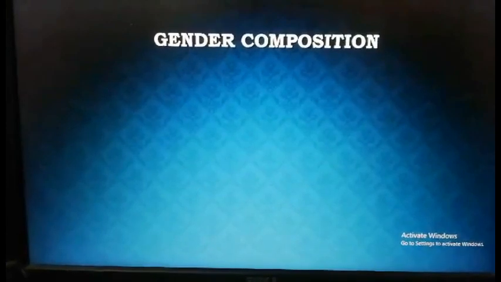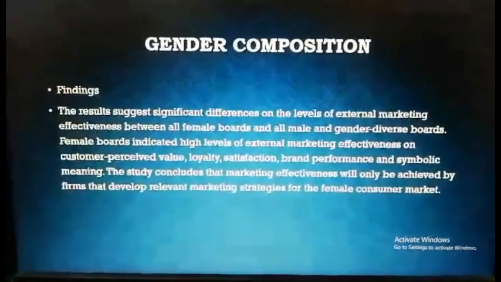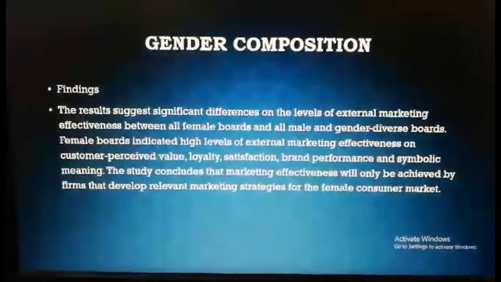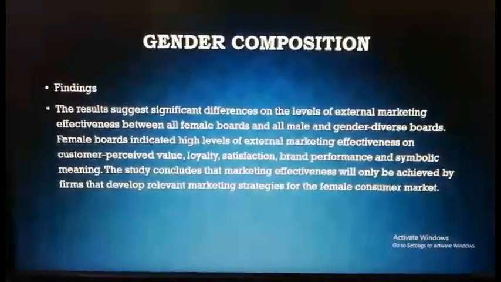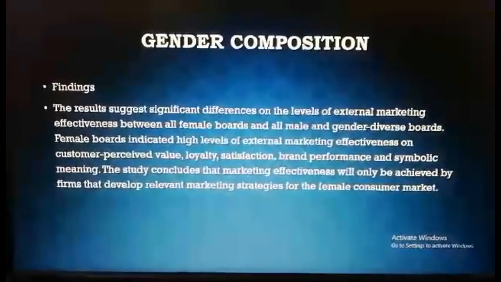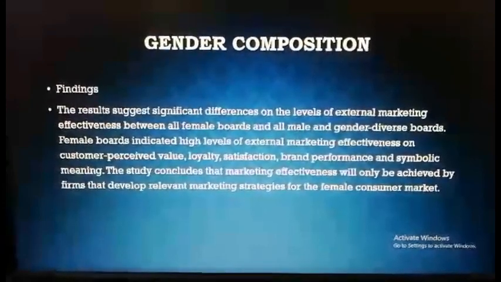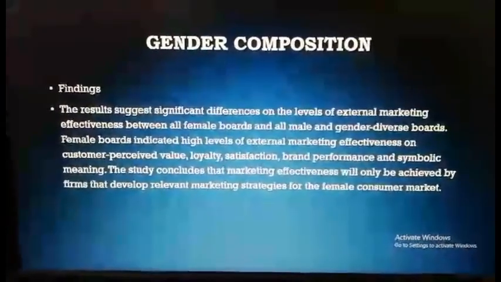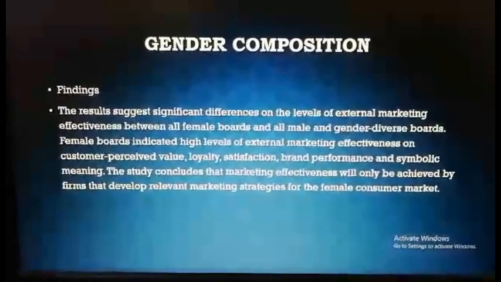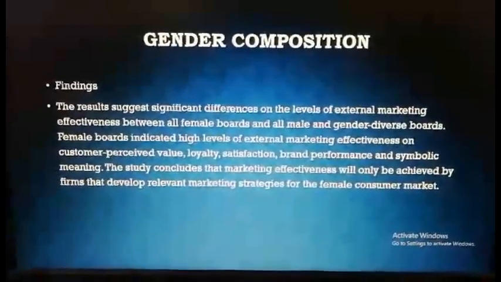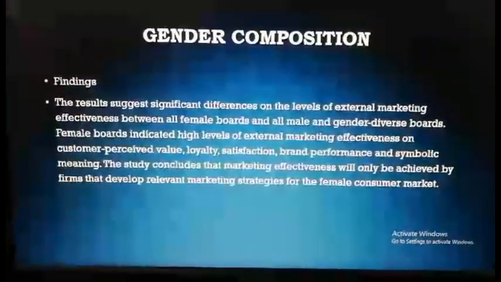There are also findings from gender composition. The results suggest significant differences on level of external marketing effectiveness between all-female boards and all-male and gender-diverse boards. Female boards indicate high level of external marketing effectiveness on customer perceived value, loyalty, satisfaction, brand performance, and symbolic meaning. The study concludes that marketing effectiveness will only be achieved by the firms that develop relevant marketing strategies for the female consumer market.